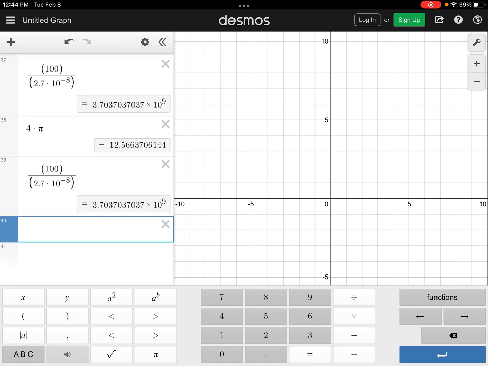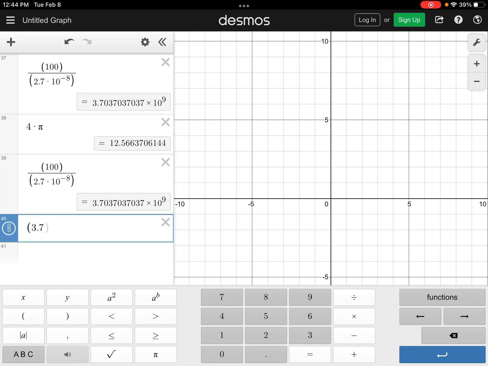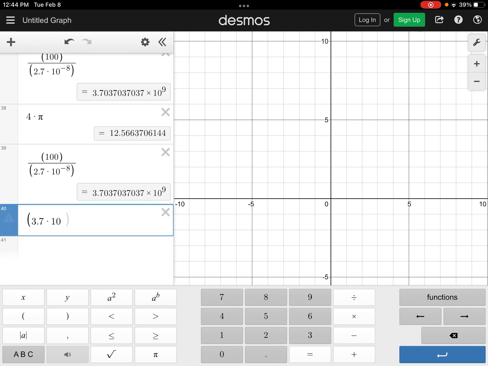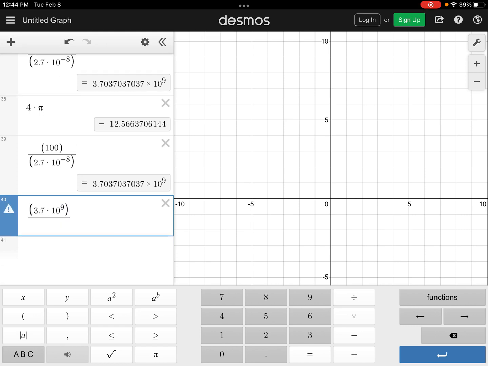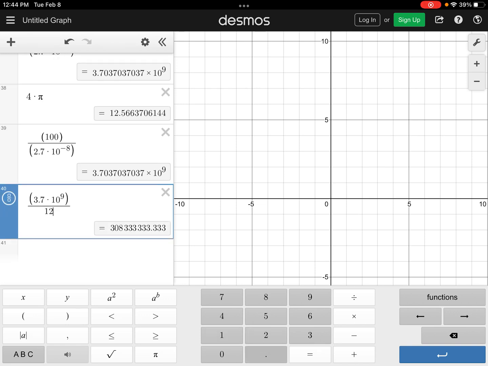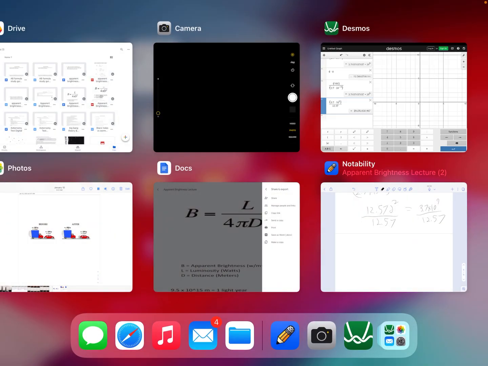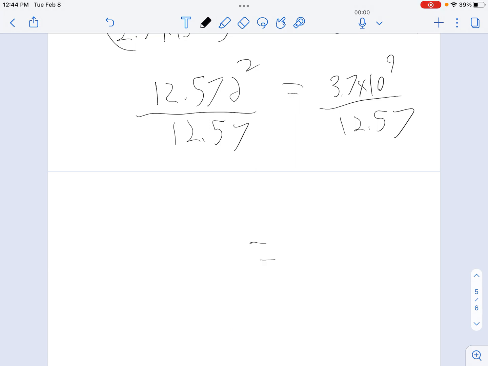So that was 3.7 times 10 to the 9th, divided by, I think it was just 12.57. That's correct. And that gives us this big number right here. All right, so how do we even do scientific notation in the first place? That's technically a 2.94 times 10 to the 1, 2, 3, 4, 5, 6, 7, 8th. You can write out that whole number. That's actually fine with me if you want.